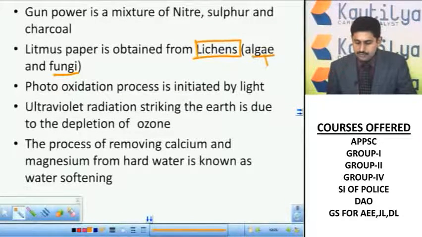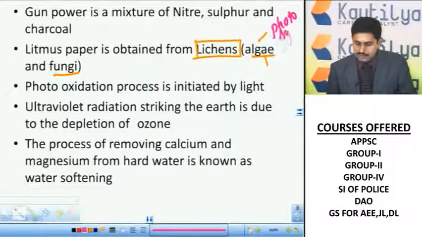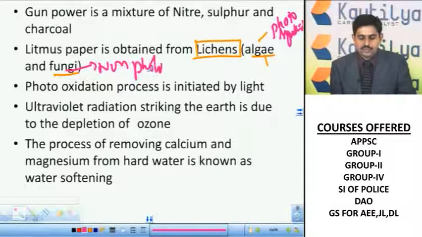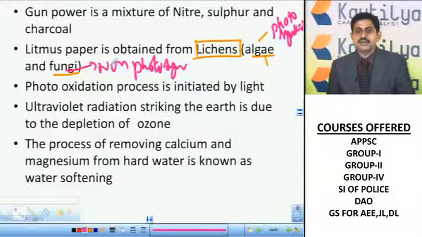Algae is photosynthetic. That means it has the capability of preparing food material, whereas fungi are non-photosynthetic, so they cannot prepare their own food material. So for food, it will depend on other sources; fungi depend on algae, right? Photooxidation, that is oxidation in the presence of light, is called photooxidation. It is initiated by light.